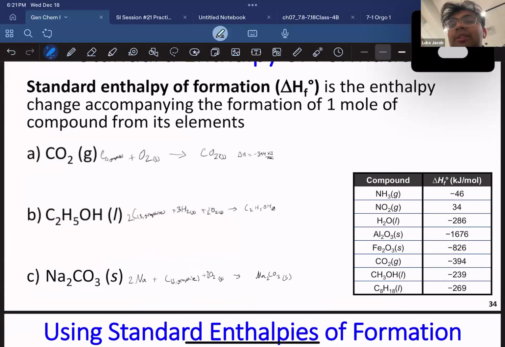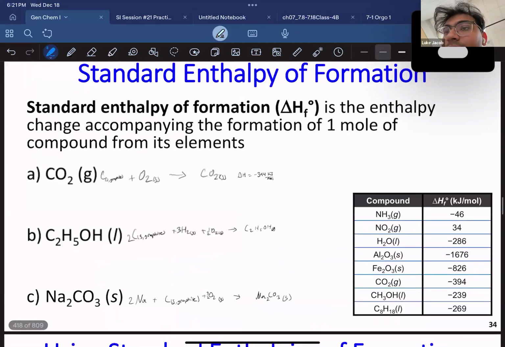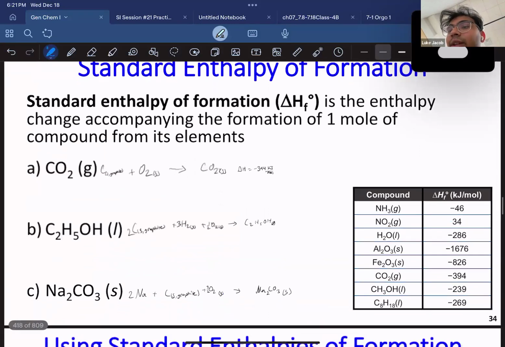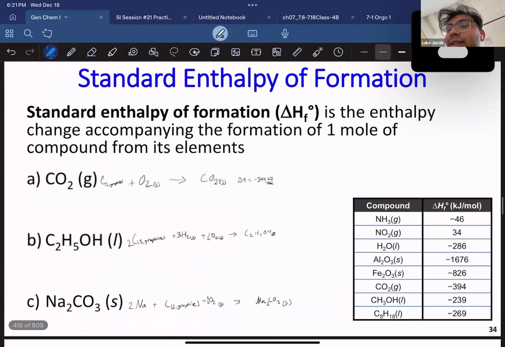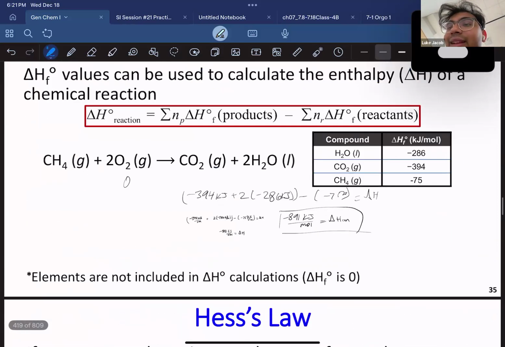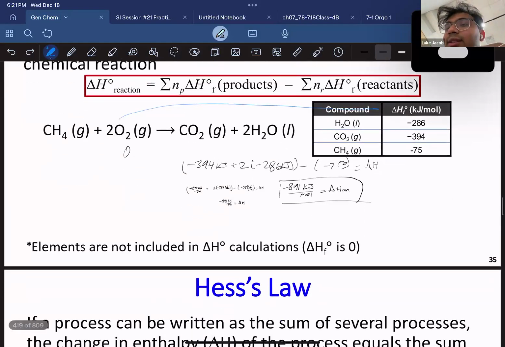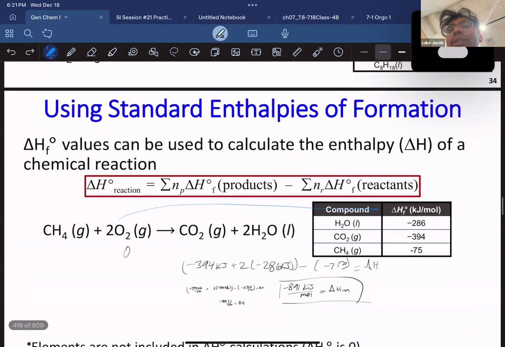Does anyone want to go through any of these questions? How to do the standard heat of enthalpy? This stuff is pretty self-explanatory. This is just showing the reactions. This is the equation I just showed. It looked confusing with these summation symbols, but don't worry, it's just heat of formation of products minus heat of formation of reactants.